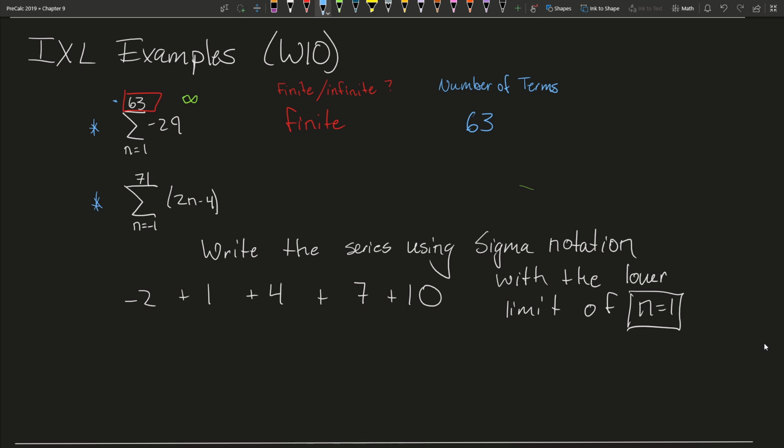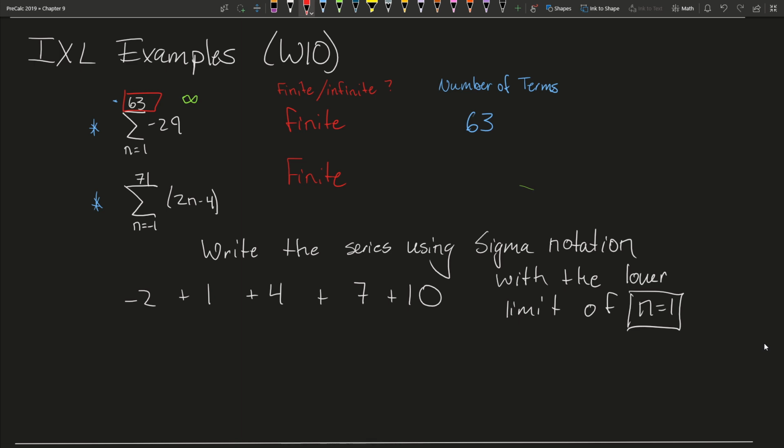We want the sum from n is equal to negative 1 all the way up until 71, right, of 2n minus 4. And again, the first question that they're going to ask is: is it finite or infinite? And again, our upper limit and our lower limit are both numbers, so they're finite.